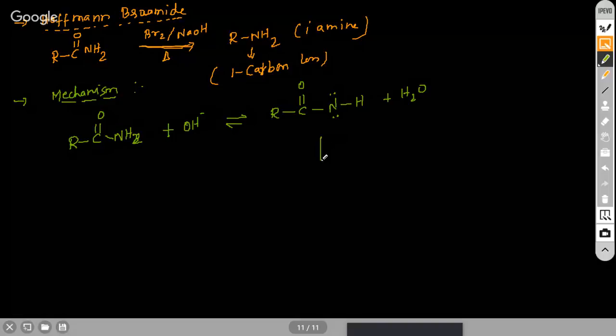Okay. Now this lone pair will react with this Br2 molecule. This lone pair comes over here, and this bromine will take this bond pair and goes out. So this forms RC double bond O N H Br, and one lone pair on it. Again, we'll have a negative charge also here. Okay, so we'll get this.